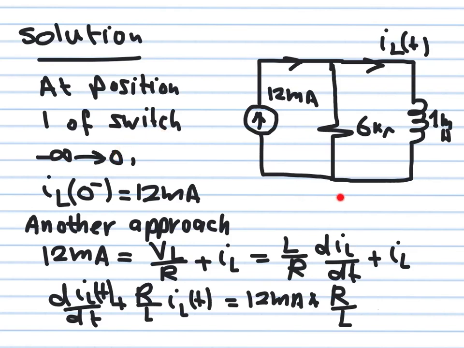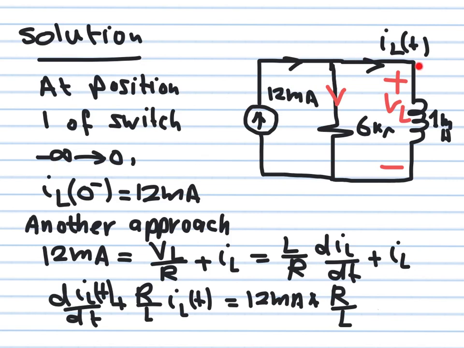Let's consider this circuit alone. We need to write the differential equation governing this circuit. So you write it through writing KCL. 12 milliampere is equal to this current plus this current. Okay? This current here, the current flowing here, is equal to the inductor voltage VL divided by R. This is the inductor voltage here, VL. If you divide it by this R, you get this current.